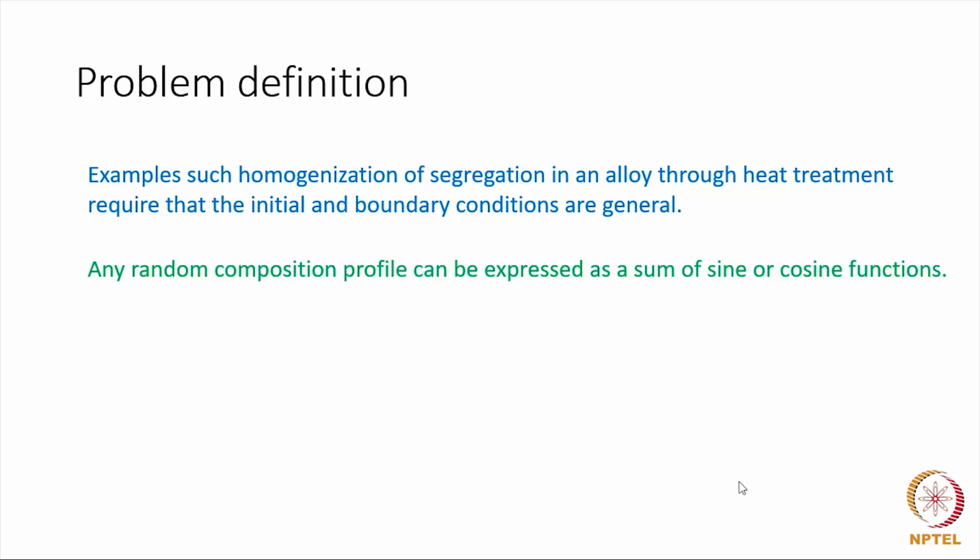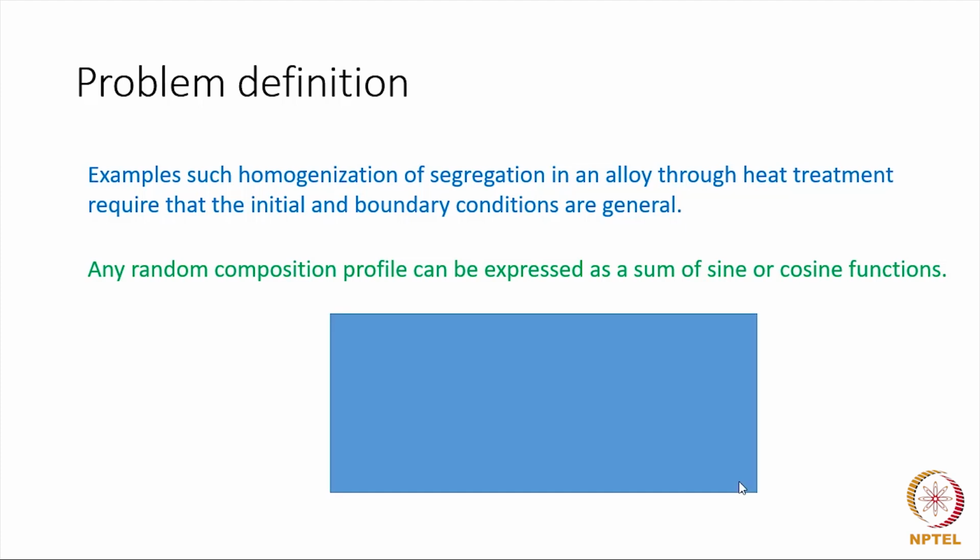So we also realize from our preliminary mathematics that we have done earlier that any random composition profile can be expressed as a sum of sine and cosine functions, which means that by looking at whether a summation of sine functions could be used as a solution for the diffusion equation, we are actually trying to find a solution here. So the domain is imagined in this manner. The composition profile is important.